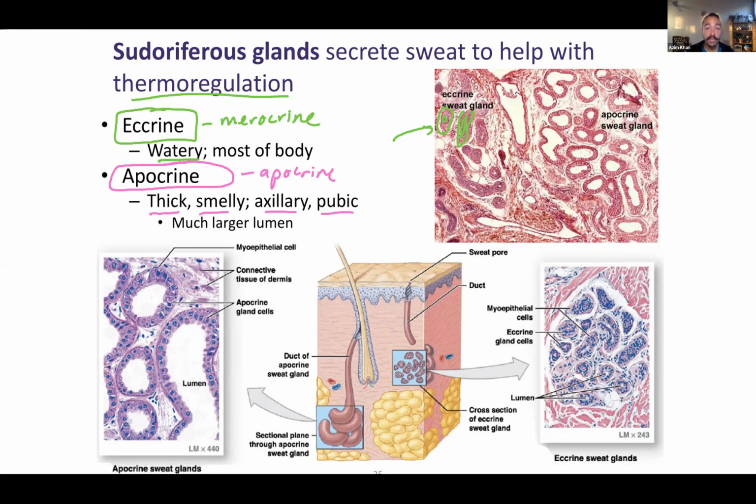The lumen is much larger as a result. By having a larger lumen, it can accommodate this thicker, more viscous secretion. Compare that over here. Here are our apocrine glands. You can see the larger lumen, larger white space.